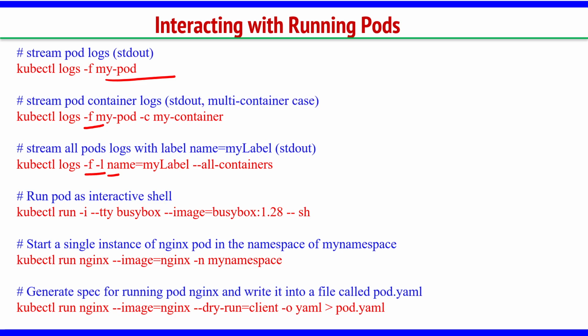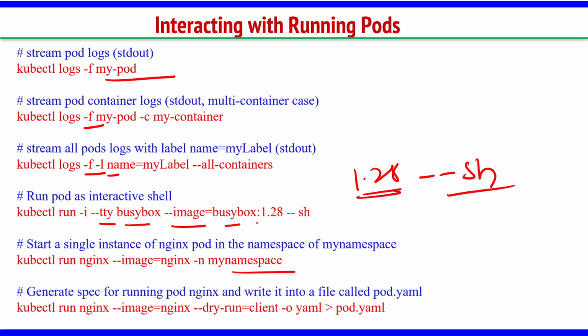Run a pod as an interactive shell. So, run -i --tty busybox --image=busybox:1.28 version of the busybox, with the sh shell. So I am mentioning it as -- sh. Same way, to start a single instance of an nginx pod, I can use the same command. I think we have used this in our demonstration with Kubernetes, right. kubectl run nginx --image=nginx -n my-namespace. Same way, if you want to write the output into a file, that output can also be written to pod.yaml.